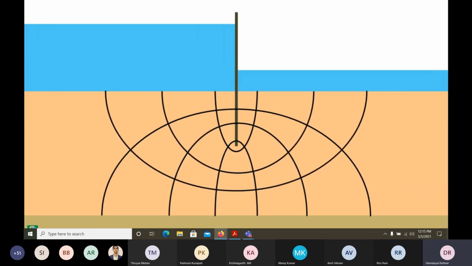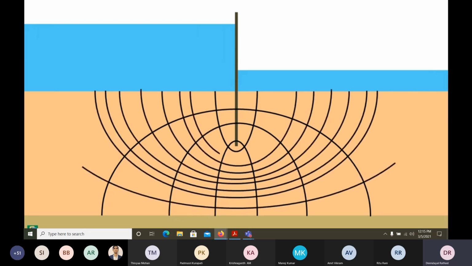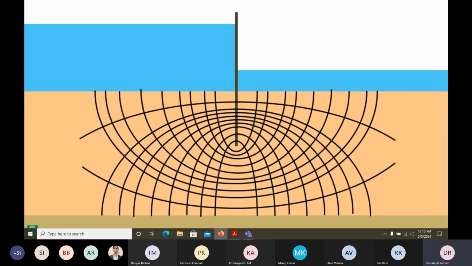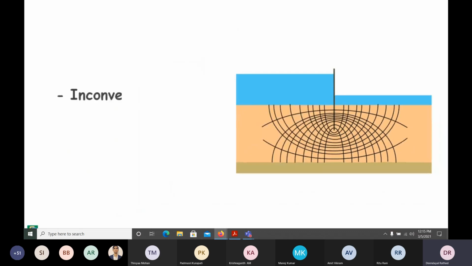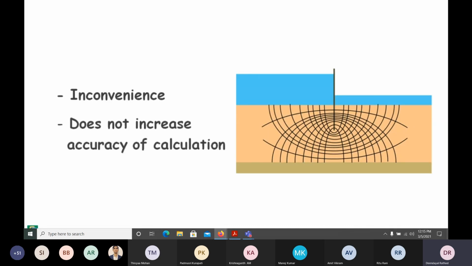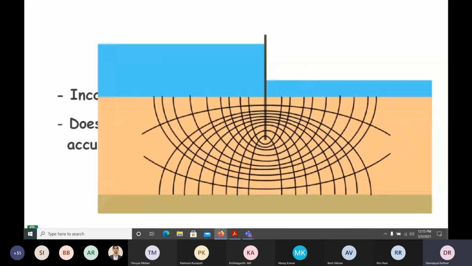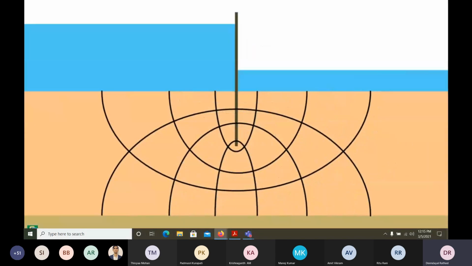In a flow net, we can draw many possible flow lines and equipotential lines. But first, it is very inconvenient to draw too many of these lines. And second, drawing too many lines does not increase the accuracy of calculations. So only 4 or 5 flow channels are sufficient.